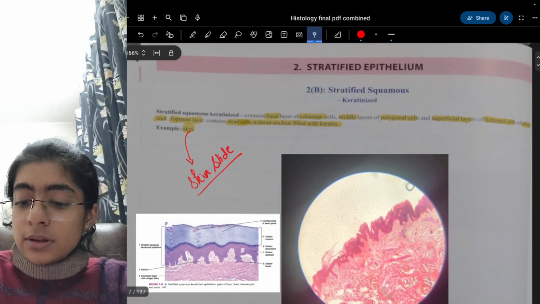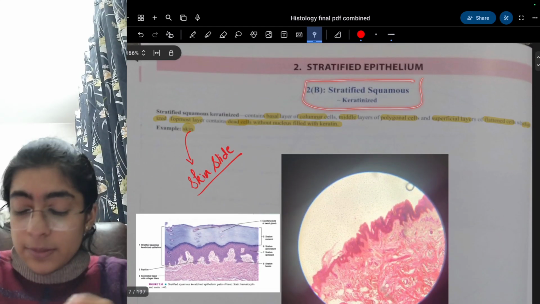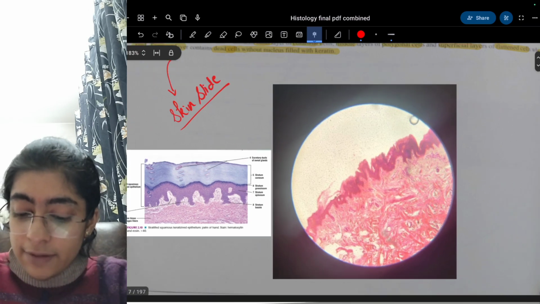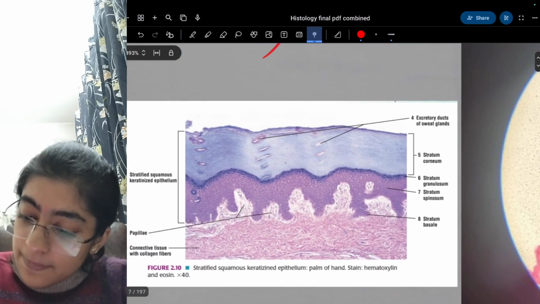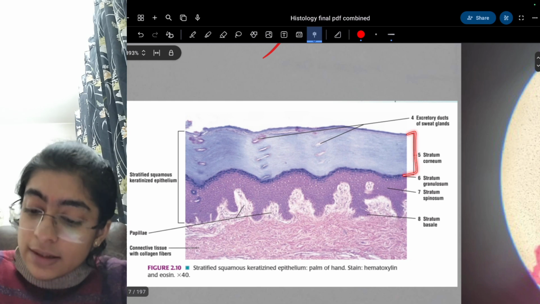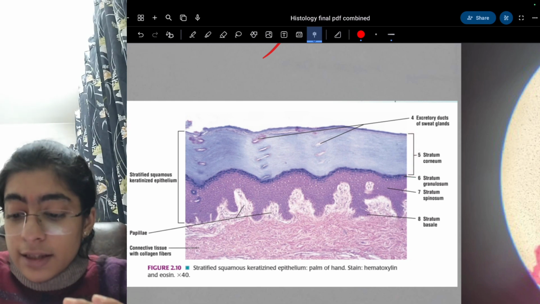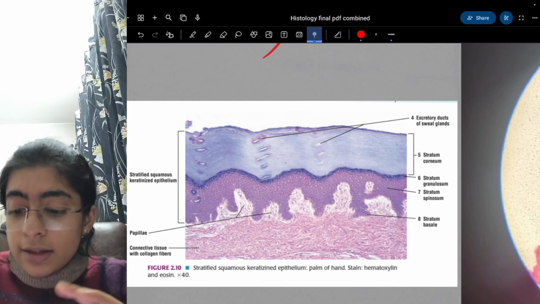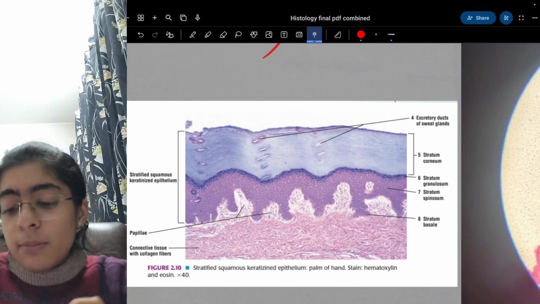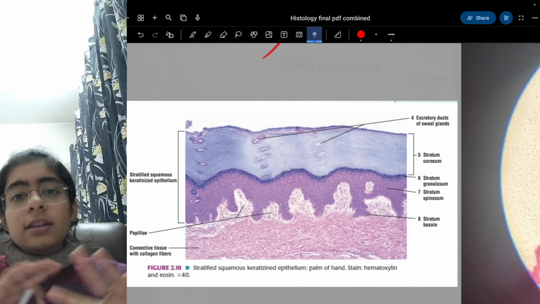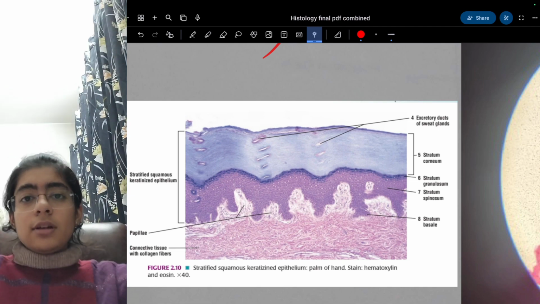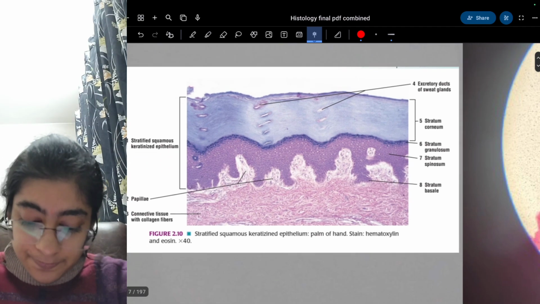Let's move next to the stratified squamous keratinized epithelium. In keratinized, everything is almost the same, but here you can see the stratum corneum. This is the dead cell layer. There will be no nucleus here and no proper cell morphology, only keratinized cells. Keratin has been deposited in the cell, and they lie on the upper surface for protection.